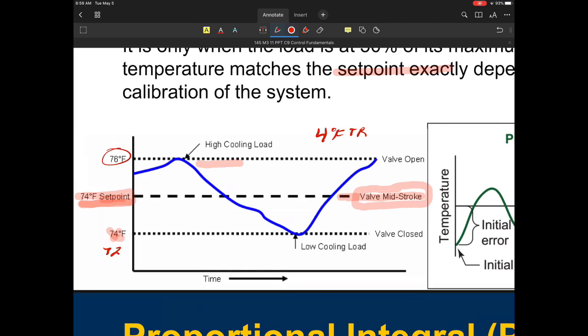And so in my system, we would set up a throttling range of this controller, a 4 degree Fahrenheit throttling range. We would calibrate it so that our output would put the valve in its mid-stroke. Now that's perfect if you have a linear relationship. In other words, if at 50% you actually get 50% of the output.